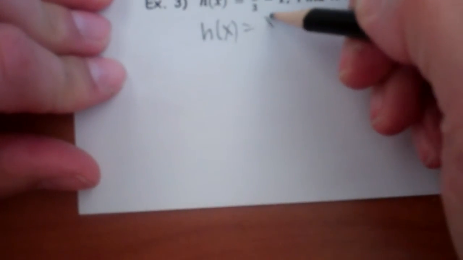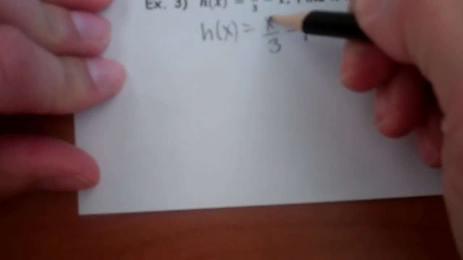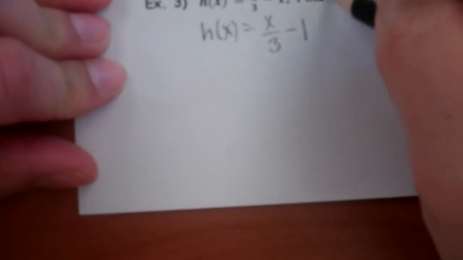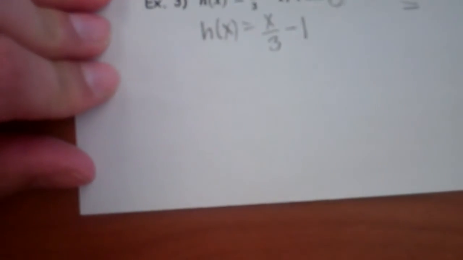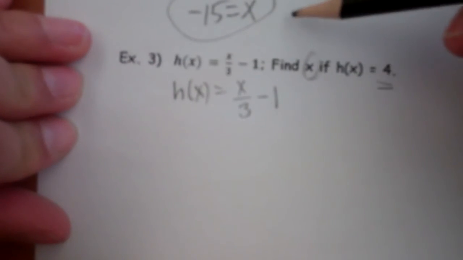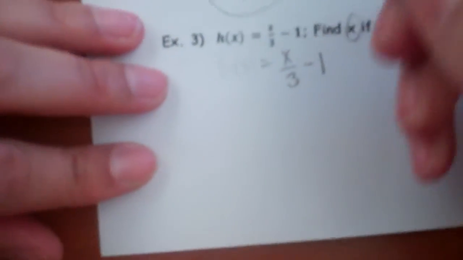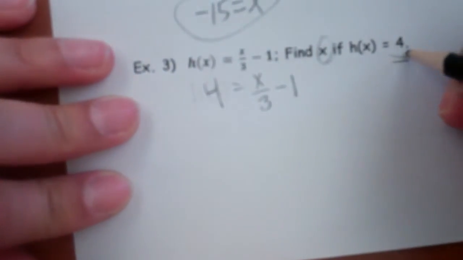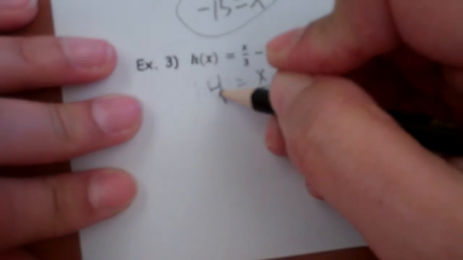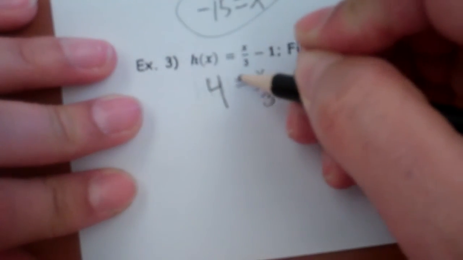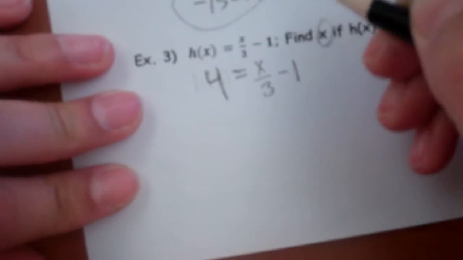And my last one, h of x equals x over 3 plus 1, or x divided by 3 plus 1. Find x if we have h of x equals 4. So let's take out my h of x, the entire thing. We're going to replace it with the number 4 because that's what they gave us. So I now have 4 equals x divided by 3 plus 1.